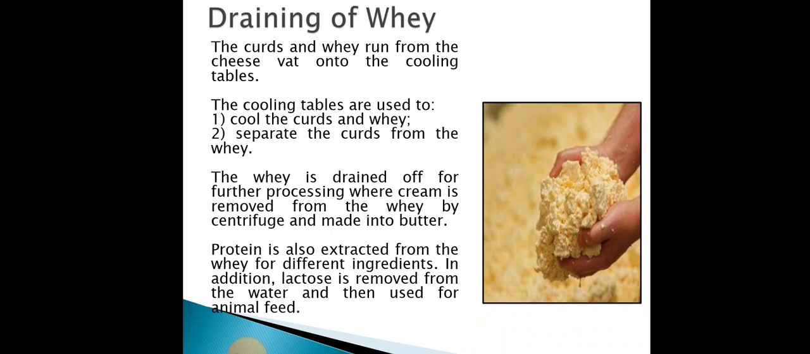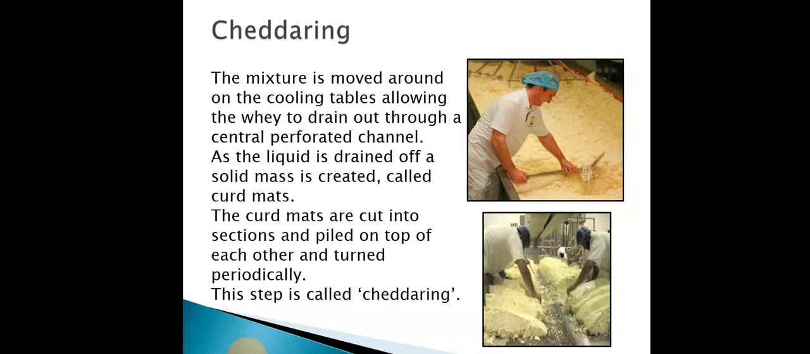After the complete draining of the whey, the cream is removed from the whey and made into butter by centrifuge. Then the proteins are also extracted from the whey for different ingredients. In addition, the lactose is removed from the water and then used for animal feed. All of the nutritional ingredients which may be present within the whey are completely removed from it. Now the next process is the cheddaring process.